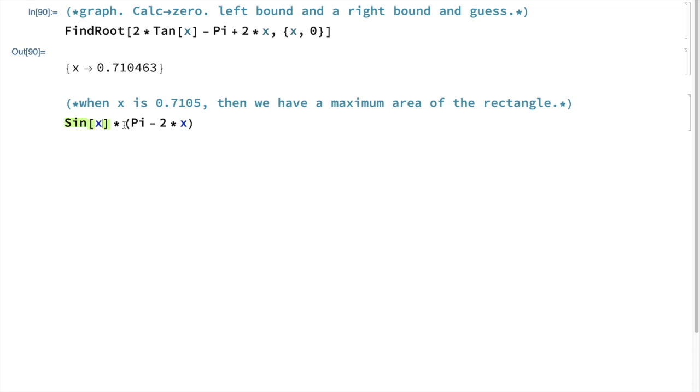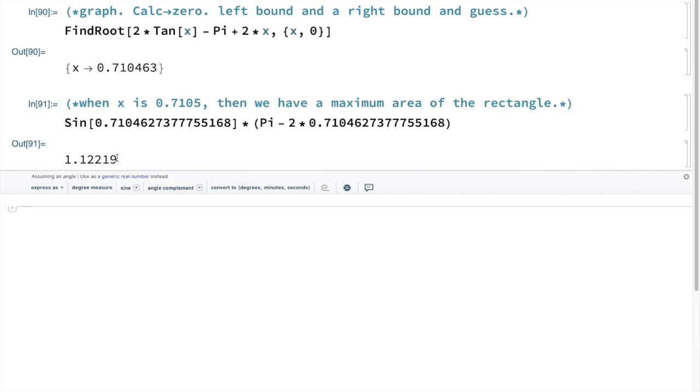So I'm actually just going to delete the x and just put this big value in here. I just copied and pasted the answer that we had before. And this is the formula for the area of a rectangle. I hit enter, and it looks like the maximum area that this rectangle can have is 1.122. And that's the answer to number 5. Pretty easy, right?